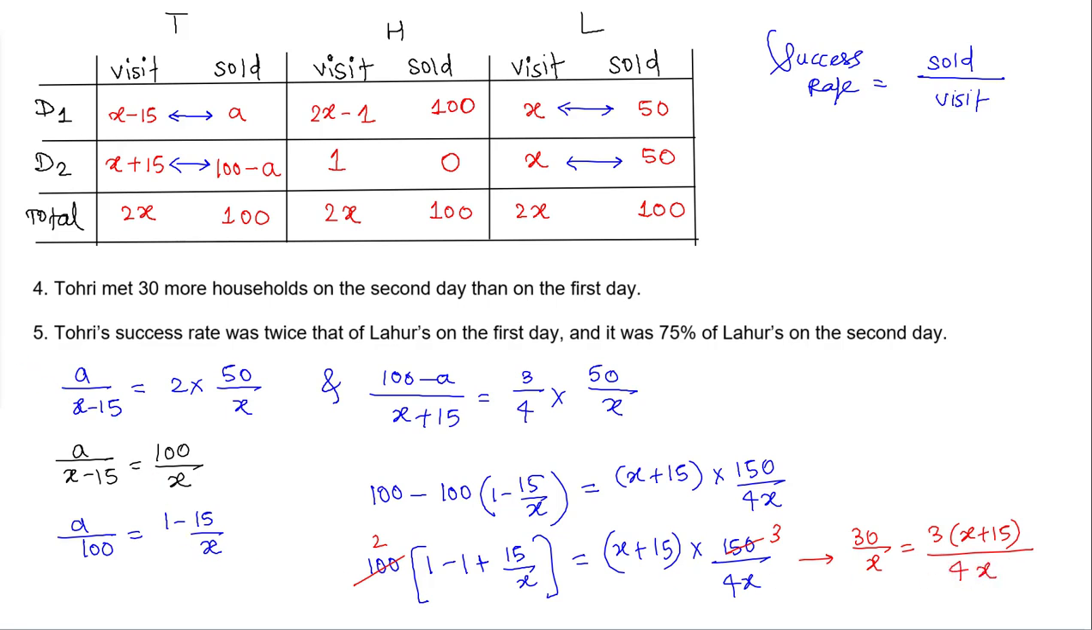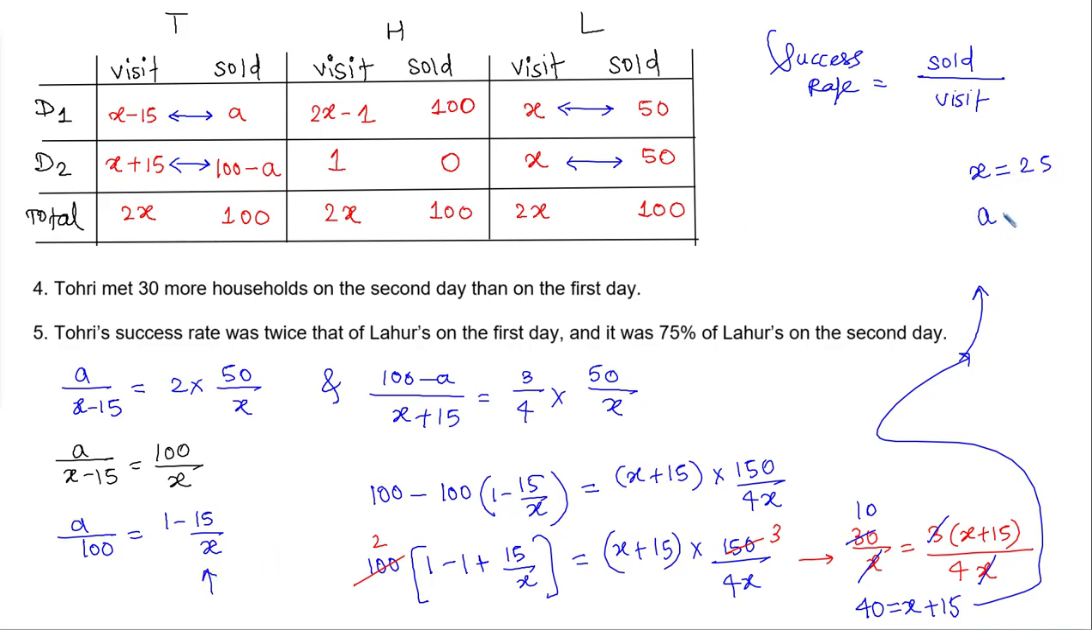So if we solve this further, what will we get? Let's have a look at it. This 3 cancels out. So the value of 40 is equal to x plus 15. So if we solve this, we will get x is equal to 25, and put the value of x is equal to 25 over here. We will get the value of A.